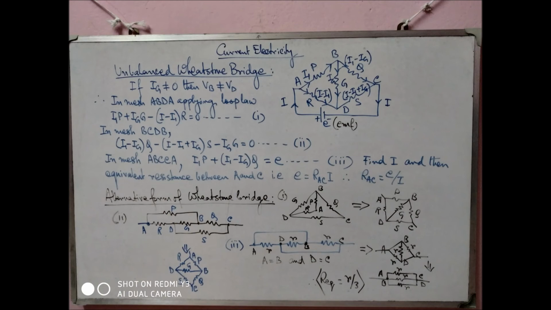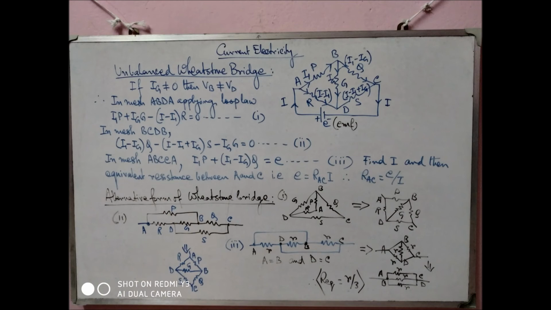Similarly, in mesh B, C, D, B, the equation is written the same way, with the same technique. I1 minus Ig into Q, and again the other two currents are in the opposite direction, so you should take minus: minus I minus I1 plus Ig into S, and minus Ig into G, equal to 0. Again there is no EMF, so E is not there, so 0.